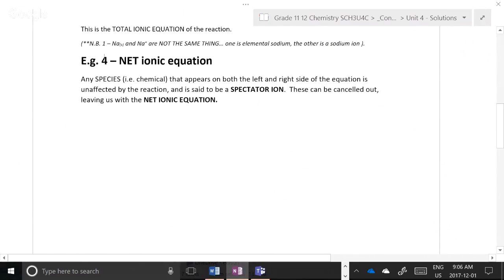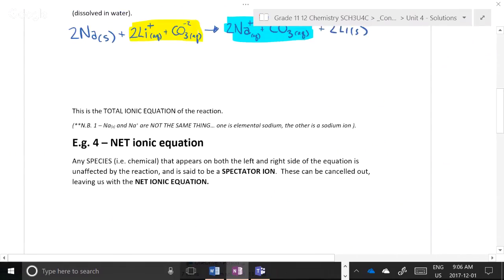We then use something that is actually useful. The total ionic equation is like an intermediate step. It's true, it's accurate, but it's not useful. What I want you to do is rewrite that total ionic equation down here. This reaction involves taking two sodium atoms, happy little sodium metal atoms, and they react with lithium carbonate that's been dissolved in water. When we dissolved that lithium carbonate in water, we got two lithium ions and a carbonate ion. Oh, those don't have a 2+ charge. That's a lie.